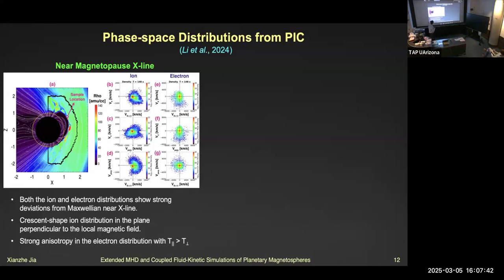Here you might notice some familiar structures like you often see close to reconnection sites, like this one, a crescent shape distribution. You get a core distribution, but you get this crescent distribution showing up slightly away from the origin. When you look at the electron distributions, it shows up, in this case, highly anisotropic with parallel direction temperature much higher than the spread in the perpendicular direction. So this is an example that we extracted from very close to a reconnection X line.